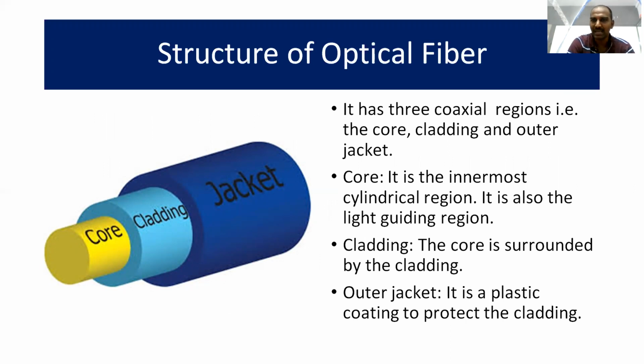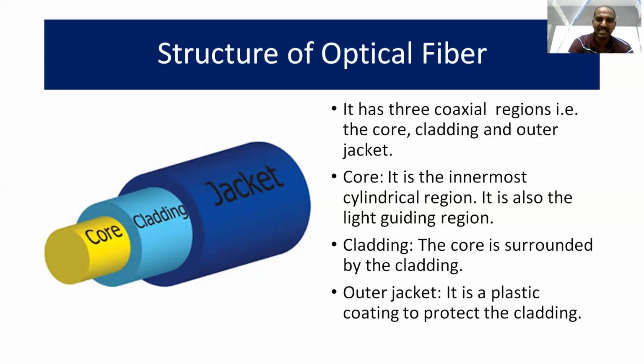And if we consider the structure of an optical fiber, basically it has three coaxial regions named the core region, cladding region, and outer jacket or sheath region. The innermost coaxial region is the core region. It is the light guiding region, and the refractive index of the core is always represented with N1. The main purpose of the core region is that light travels in it by undergoing total internal reflection.